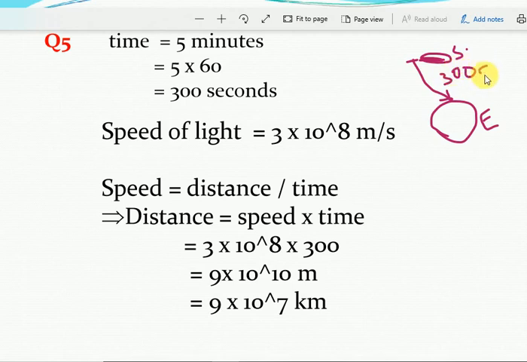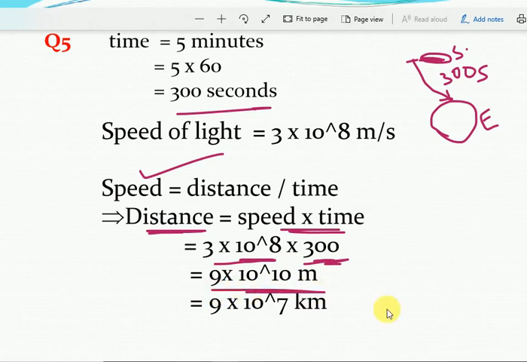Now here you know that speed is equal to distance divided by time. So here in this question it is asked to calculate the distance. So distance will be equal to speed multiplied by time. Speed is given 3 into 10 to the power 8. Time is given 300 seconds. So if you multiply this, it will be 9 into 10 to the power 10 meter, which equals 9 into 10 to the power 7 kilometer. So this is the final answer.